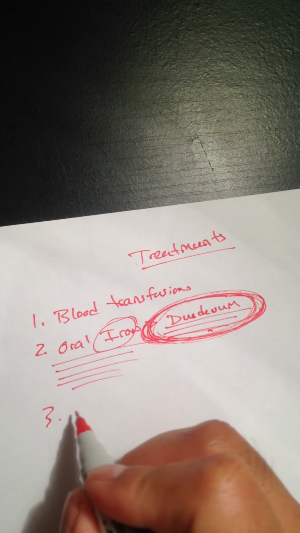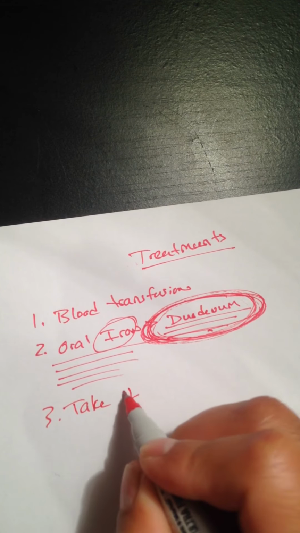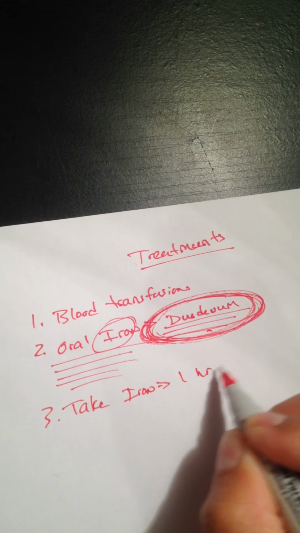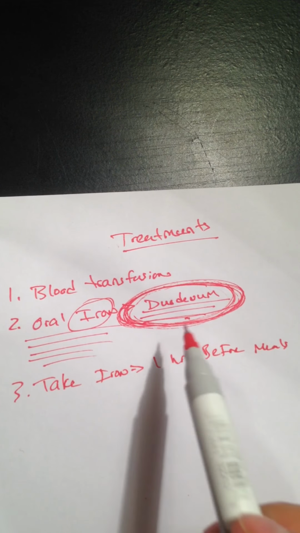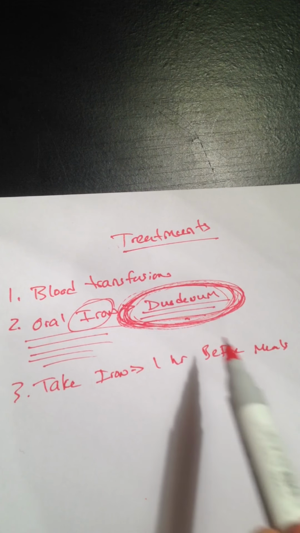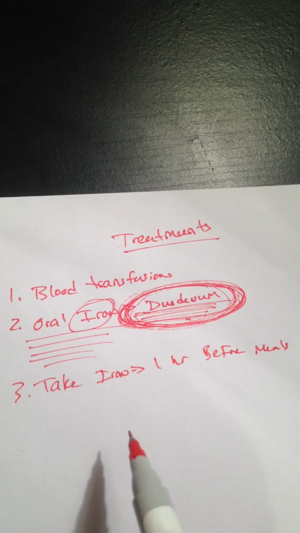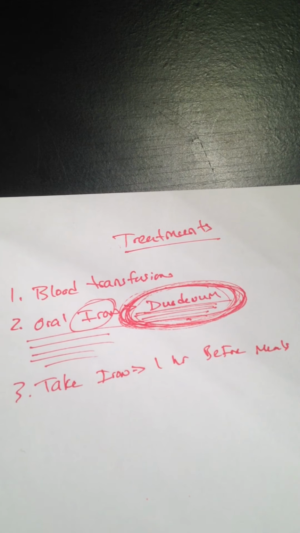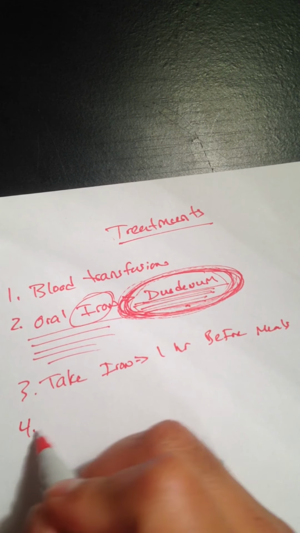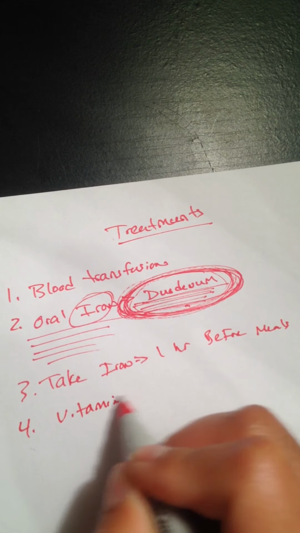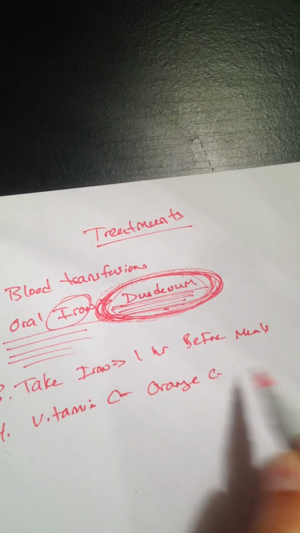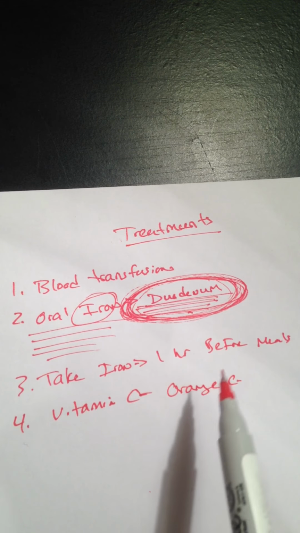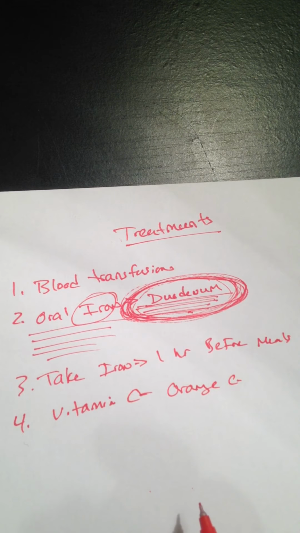Number 3, take iron, if it's PO, 1 hour before meals. Why? Because it'll be absorbed better if there's nothing in the stomach. Okay? So again, an hour before meals. And you also want to take it with vitamin C or orange juice. Again, the vitamin C and the orange juice are going to help absorb the iron that much better.